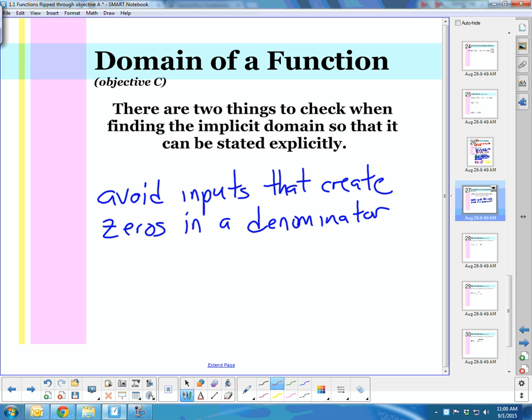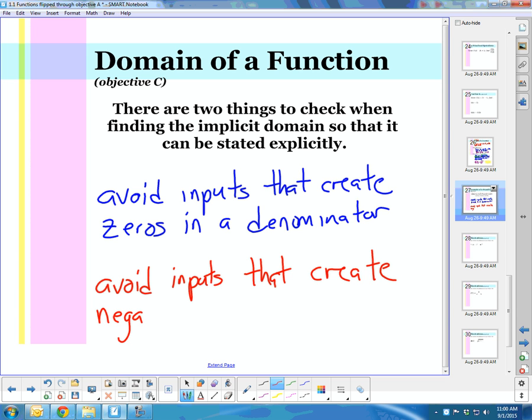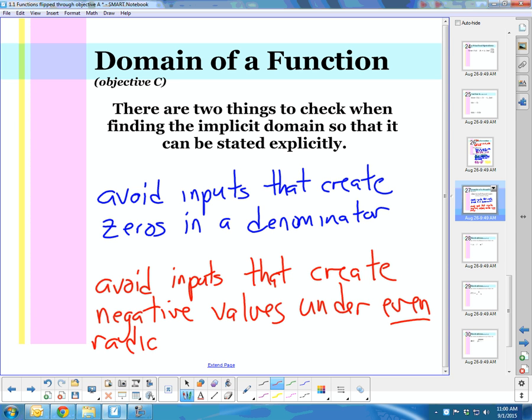We also must avoid inputs that create negative values under even radicals. And what I mean by even radicals are square roots, fourth roots, sixth roots, etc. Things like that.